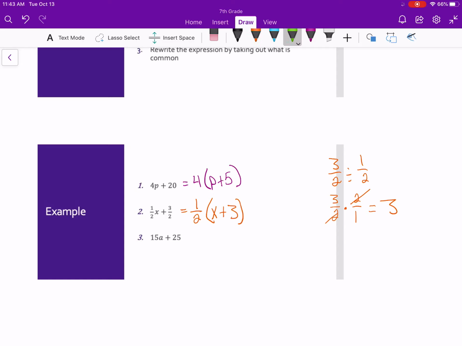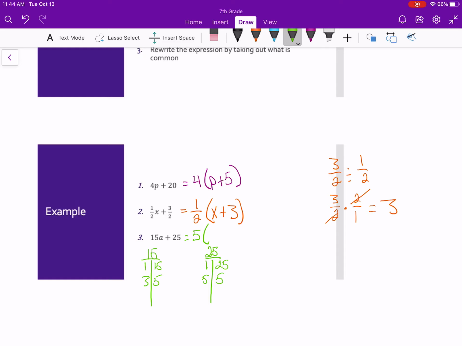And the last one, let's factor out the greatest common factor. I'm not going to tell you what that is, so let's find it. Only one of them has an a, so there's not going to be an a in our greatest common factor. So let's talk about 15 and 25. So 15, the factors are 1 and 15, 3 and 5. For 25, it's 1 and 25, and then 5 and 5. So our greatest one is 5. So let's take out a 5.